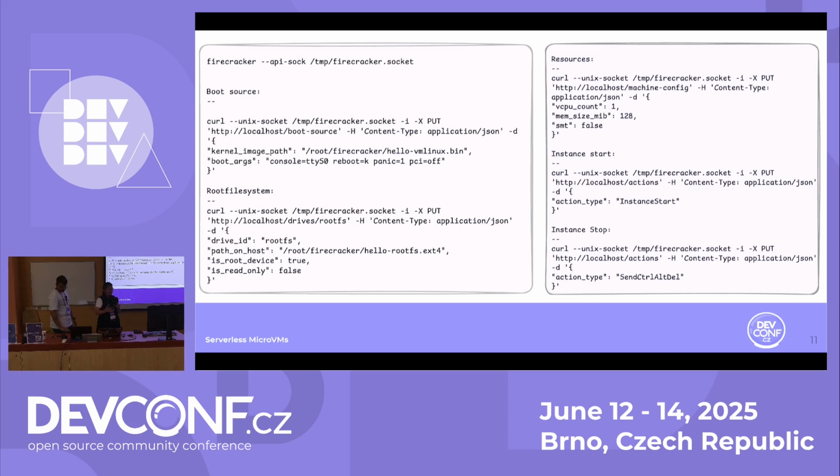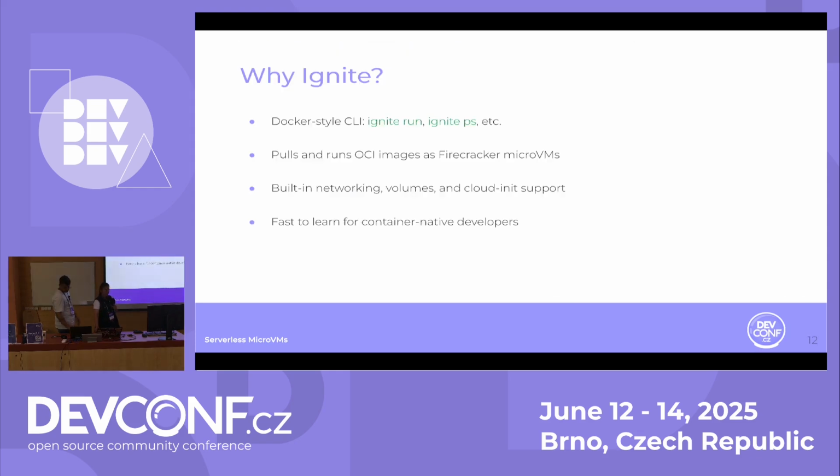Isn't it very tedious for a user to have knowledge of all these commands? A naive user won't be able to use this. So Ignite came into the picture. Ignite provides a simplified, Docker-like CLI. It provides you with commands like ignite run, ignite ps, etc. It pulls your image and then boots your VM. So you have your Ignite, and in the backend, it is using Firecracker itself. It has all the built-in networking and volumes. So Ignite takes care of everything. You don't have to worry about giving the root file system explicitly, the boot source, or the resources.